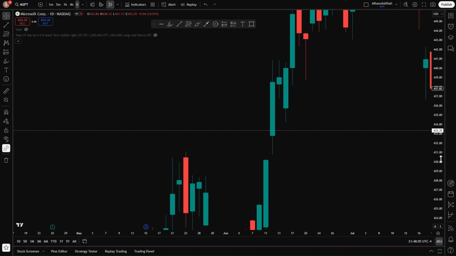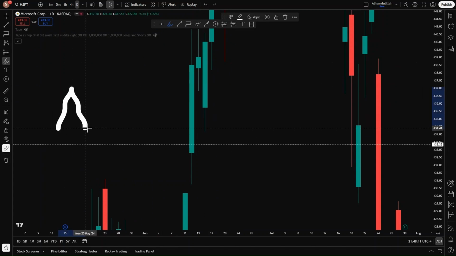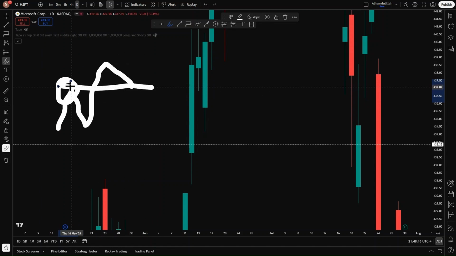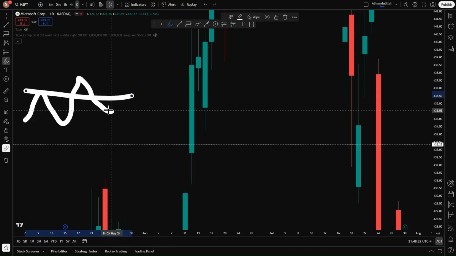So 433.35. We're going to look, if we're looking for a long trade, right? If we're looking for a long trade, we're waiting for resistance to be broken and we're waiting for resistance to turn into support. So in order to look for a long trade, right?